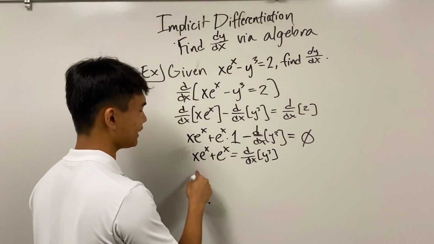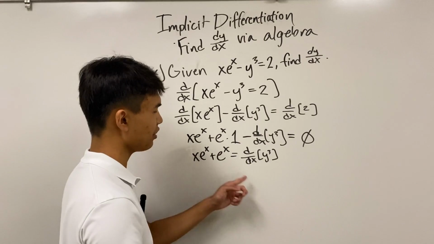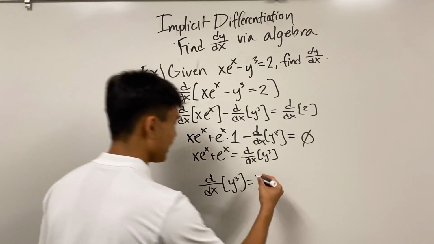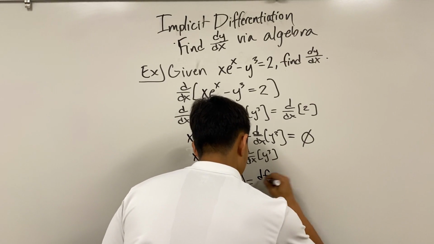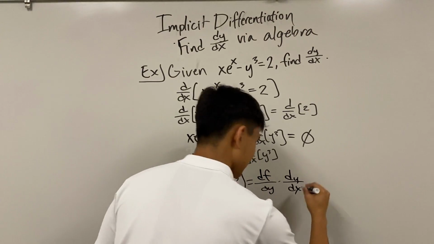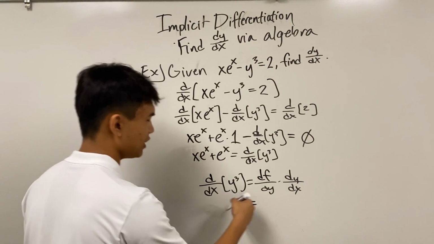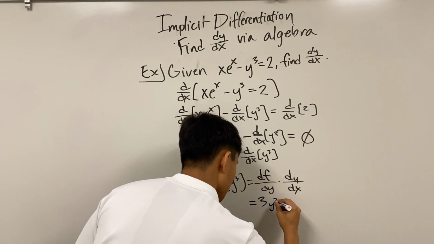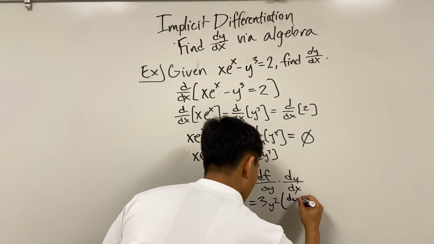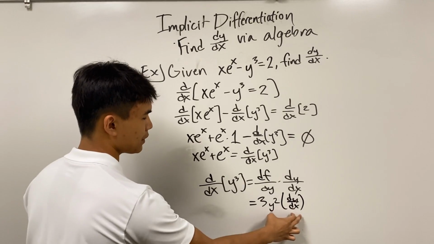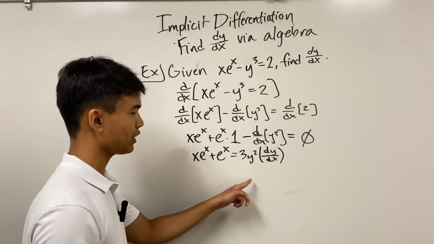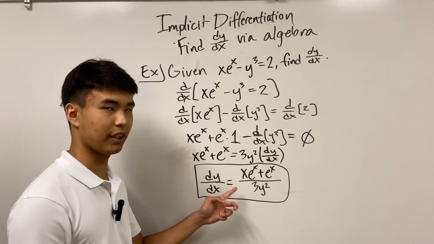From this, we know that x e^x plus e^x equals the derivative with respect to x of y cubed. Remember, if we want to find the derivative with respect to x, this is df/dy times dy/dx. By the power rule, df/dy is 3y squared. And remember, we don't know what y is, so we leave it as dy/dx. Now I want to substitute this back into our equation, like so. And all I have to do now is divide both sides by 3y squared. And this is our final answer.